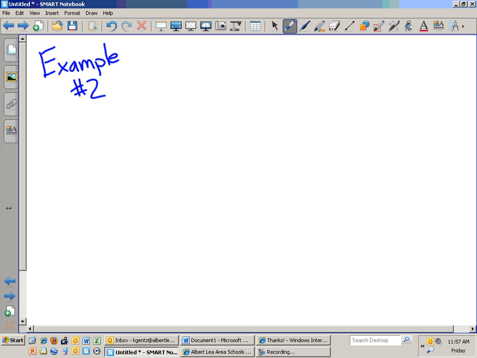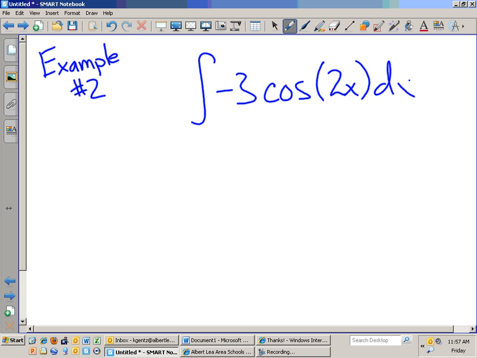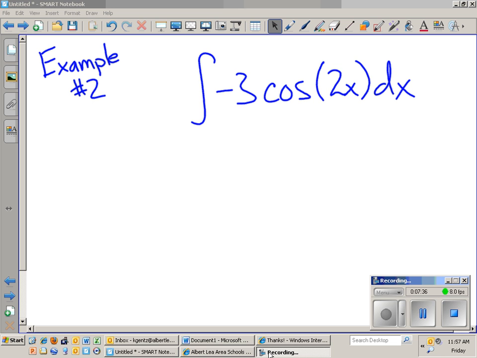So here's what I would like you to do. Negative 3 cosine of 2x dx. Follow the same process. Yes, the negative 3 makes it a little bit different, but I think you should be able to work through that. Give it a shot, see what you come up with, okay? I really just want to practice this, okay? I want you guys to feel very good about it.